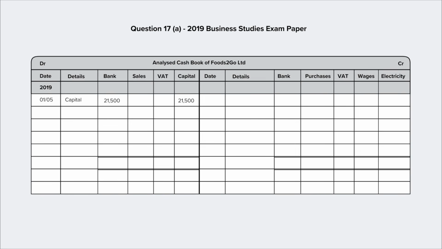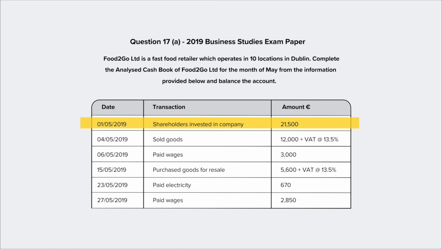With that inserted, that's the first transaction recorded, and we'll just highlight that in green to indicate that it's done, and you can do this in your test or give it a tick so you don't get anything confused or make a double entry.